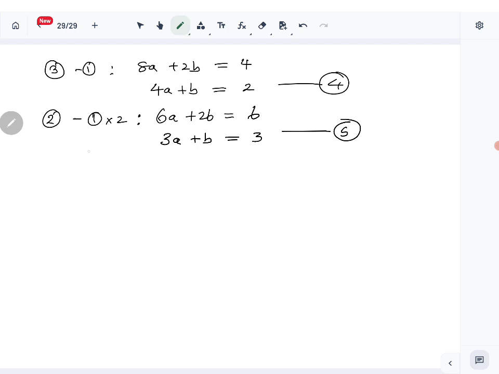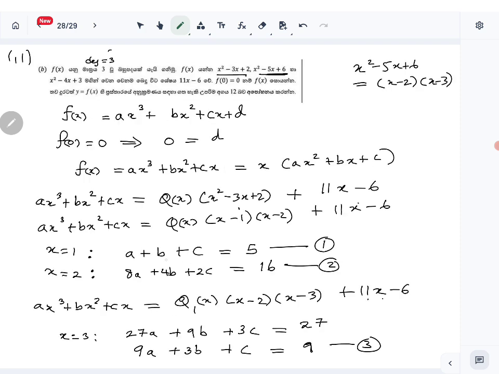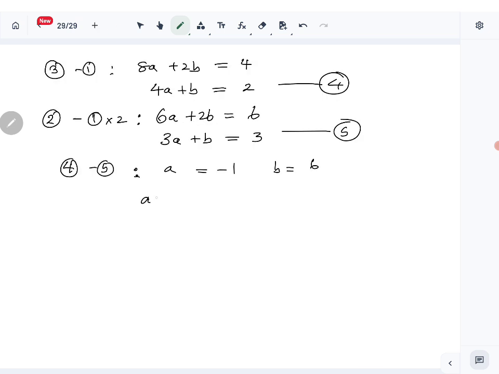So what do you get? Solving simultaneously, you can do 4 minus 5, so a equals minus 1. Then a equals minus 1 means b equals 6. Then what is c? You can use the first equation, a plus b plus c equals 5. So minus 1 plus 6 plus c equals 5, so c equals 0.